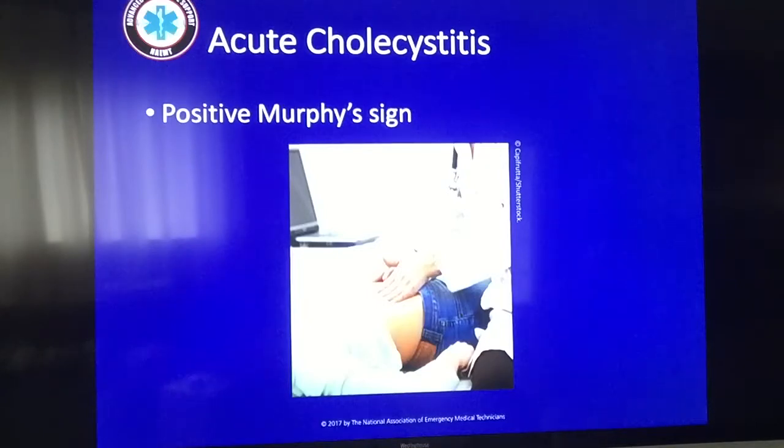Now basic life support, what would we be doing for this? What about our ALS interventions, any critical care interventions as we continue to move on and work our patient up and transport them to the hospital?